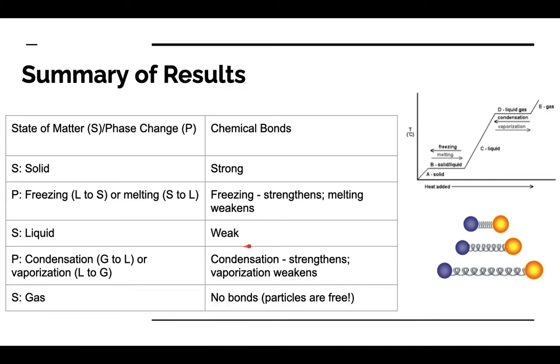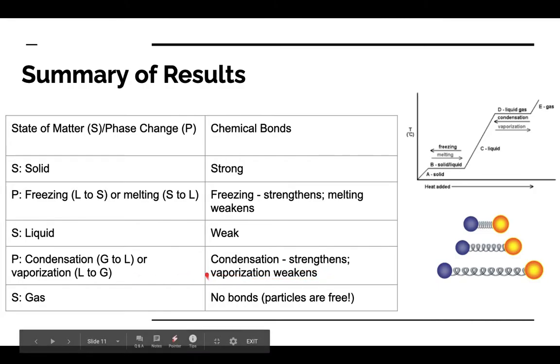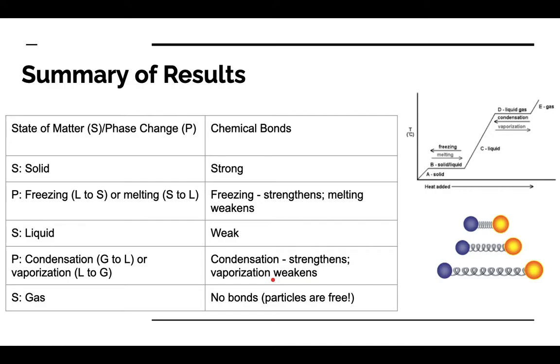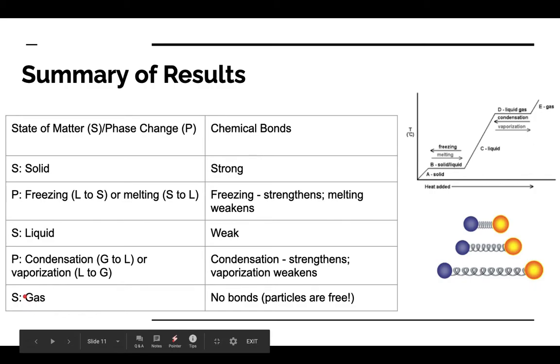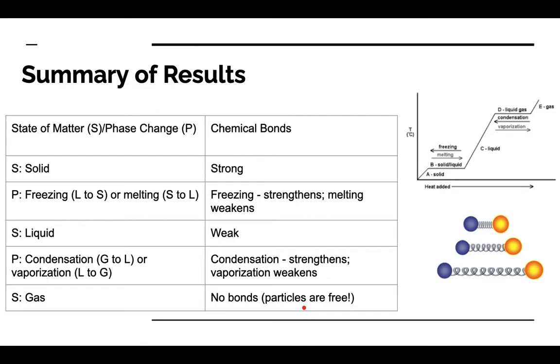So when we have condensation going on, going from gas to liquid, our chemical bonds are strengthening, they're reforming. As a result, we go from a gas to a liquid. Whereas for vaporization, if we go from liquid to gas, that means heat is being absorbed by our object, which is weakening its chemical bonds, which causes vaporization to occur, like when we have water going to a gas. And then lastly, if we have a gas, there are no bonds. The particles are free to move, which is why you see gas being able to expand and contract at will, depending on the container it's in.